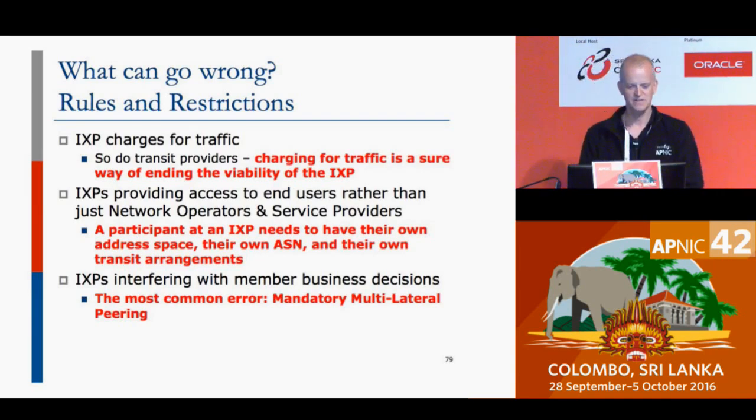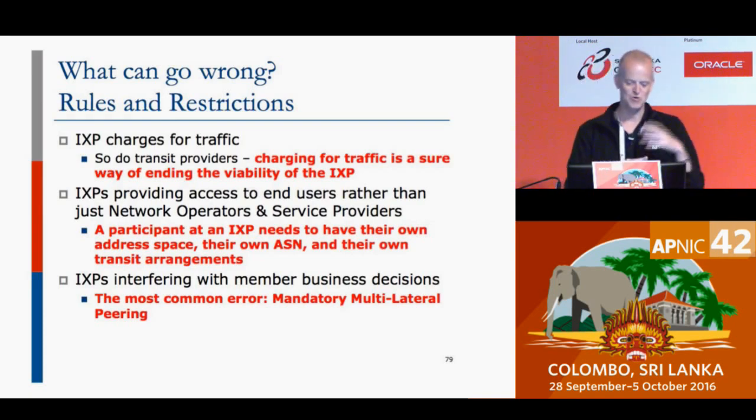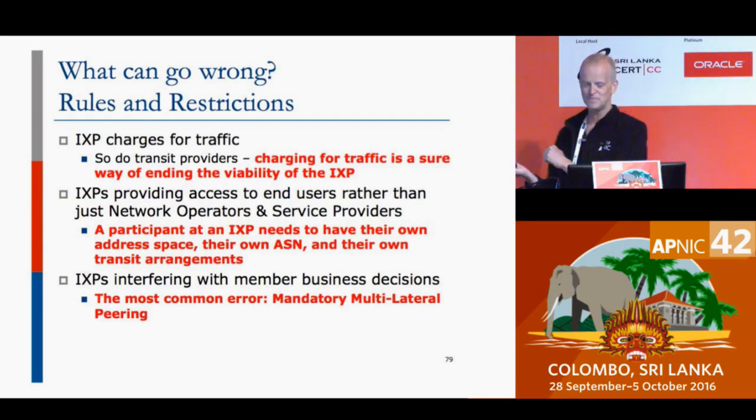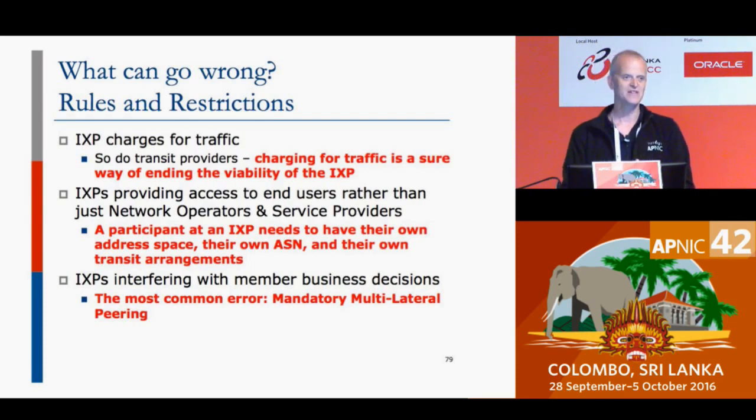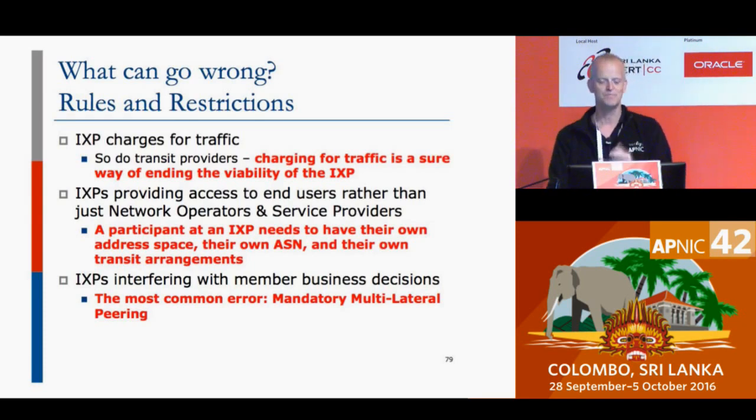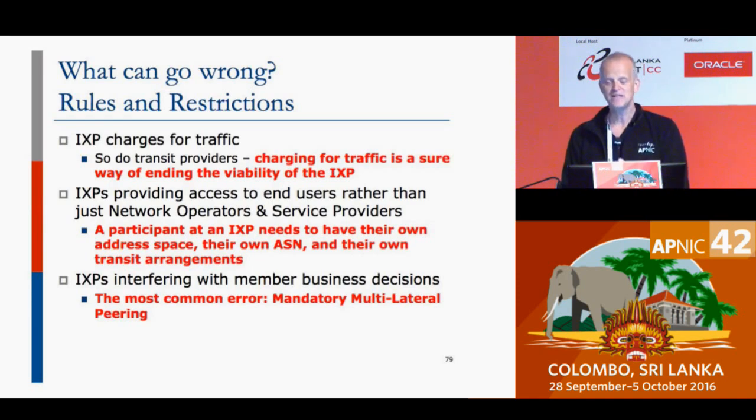So end of discussion. Providing access to end users rather than just network operators and service providers. But again, it comes back to the exchange point needing to have their own address space, own AS number, and own transit arrangements. I mean, even if they buy transit from another exchange point member, they still need their own transit. You don't get transit through the IX. It's a local peering thing. And of course, trying to do what's called multi-homing with somebody else's address space, well, technically it works, but practically and operationally and business and legally, it doesn't happen. So you really do need to have your own address space.